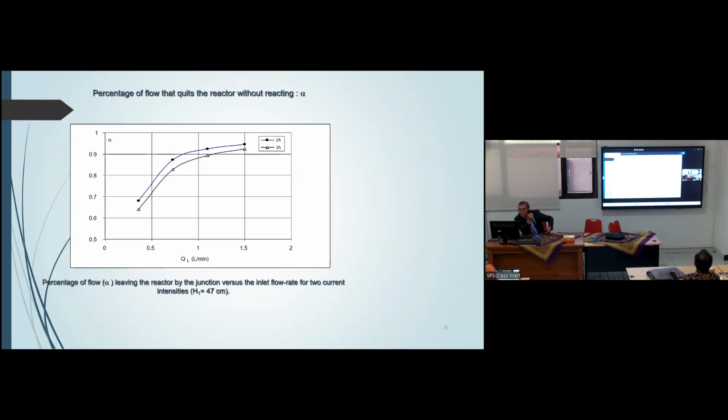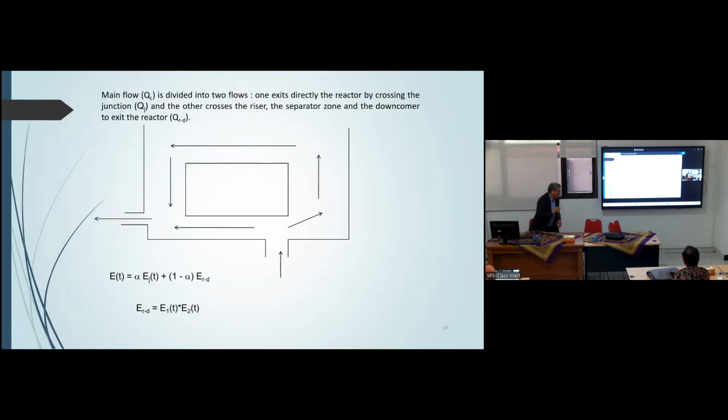So, for example, here we have the percentage of flow leaving directly. The goal is to have the flow passing by the riser, because here we have the electrodes. Here we have no electrodes. If the flow passes by here, it's not interesting because there is no electrocoagulation. The coagulation will take place because we have electrodes here. So I have to have the flow by here, not by here.